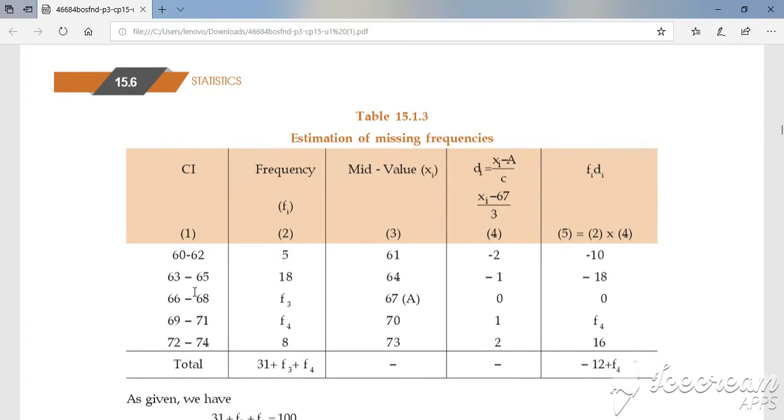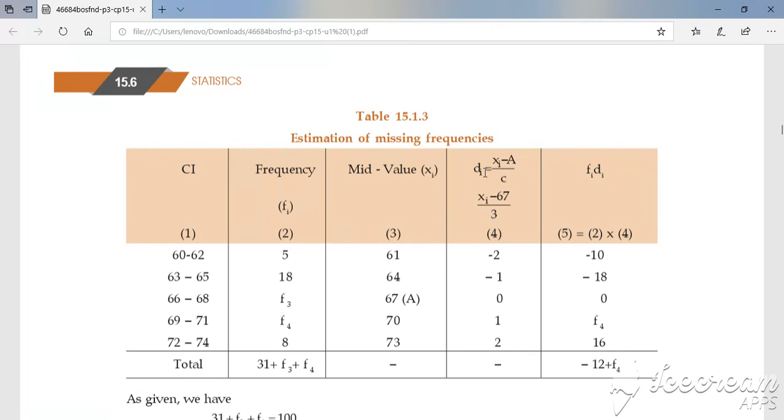See, class intervals are given, and these frequencies. So f3, f4 are the missing ones. Okay, mid values are what? 61 for the first one. For the second one it is 64, this is 67, 70 and 73. But we have to find these missing frequencies.